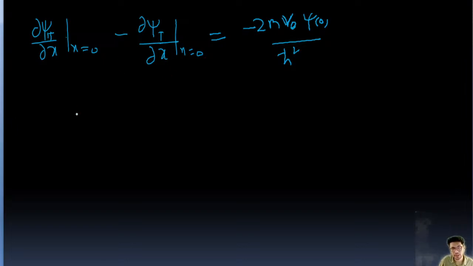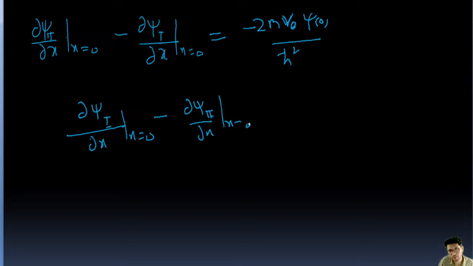And now we can write it like this as well: del psi 1 upon del x at x equal to 0 minus del psi 2 upon del x at x equal to 0. The minus signs will get cancelled, so taking the minus here, this is going to be plus 2m V naught psi naught upon h cut squared.